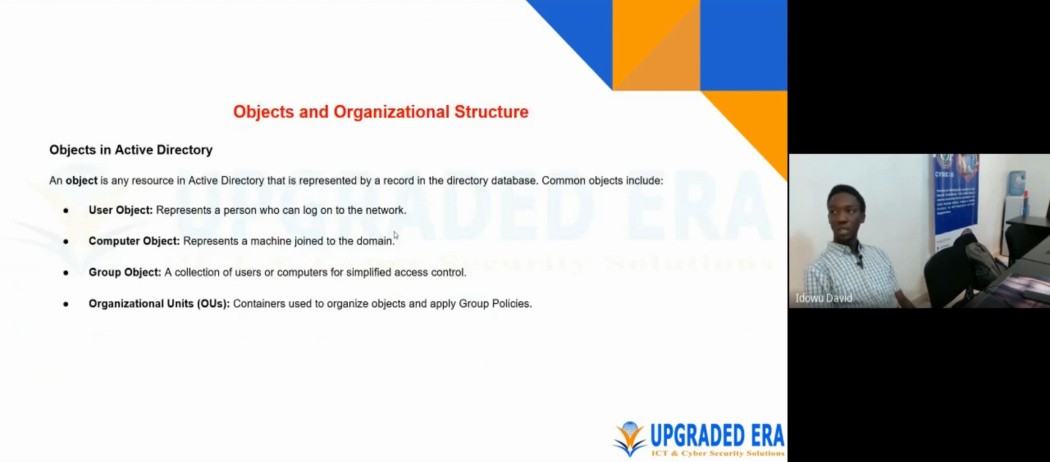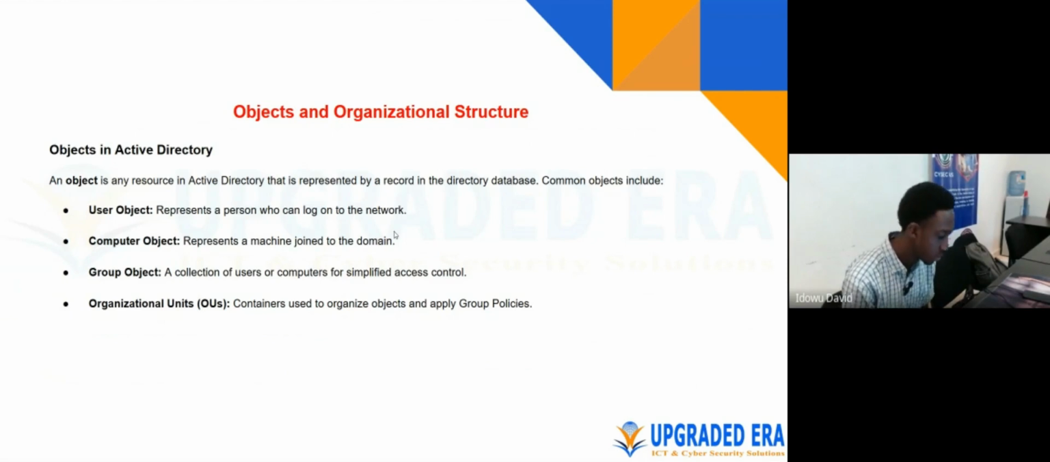Now, moving to objects and organizational structures. In an Active Directory, an object is any resource that is represented by a record in the directory database. Examples of common objects include a user object, which represents a person who can log onto the network. Computer objects represent a machine that is joined to the domain. A group object is a collection of users or computers for simplified access control. An organizational unit is a container that is used to organize objects and apply group policies.